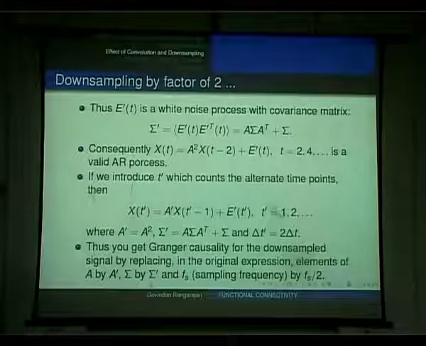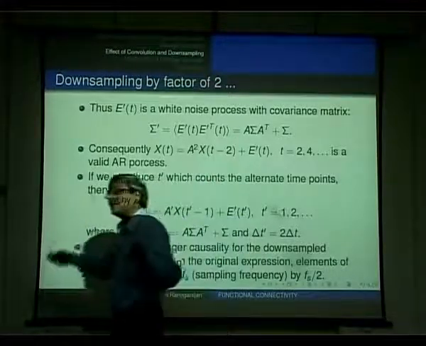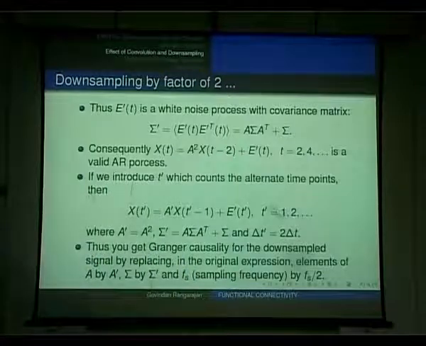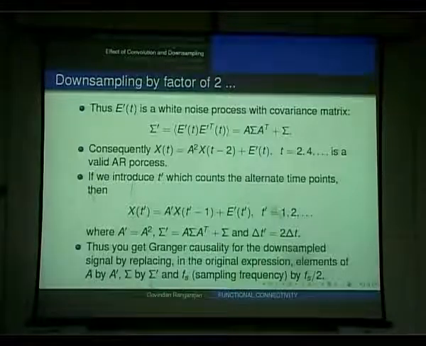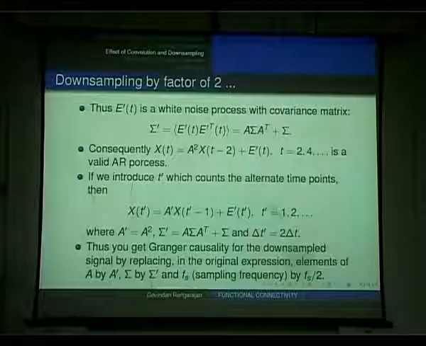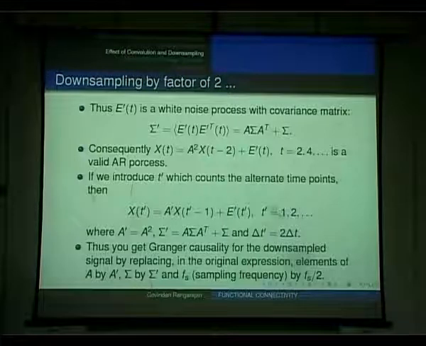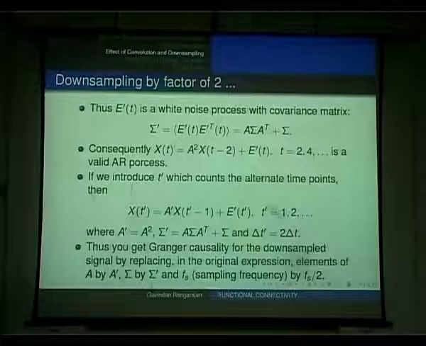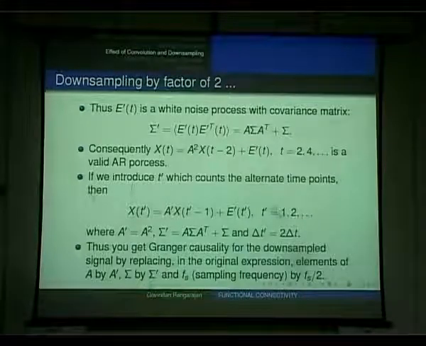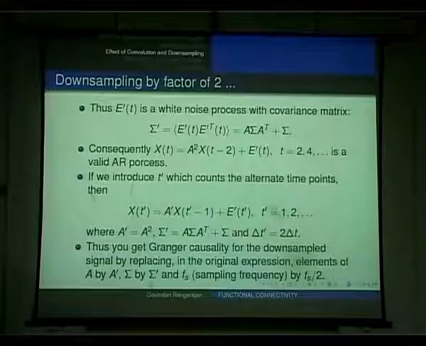What I therefore do is what you do when you downsample by a factor of 2: you are only sampling at every alternate time point. So if I am measuring the signal every second, when I downsample, I only look at time t equal to 0, 2, 4 and so on. That essentially corresponds to skipping every alternate time point, and if I do the math correctly, what I get is that the downsampling corresponds to yet another autoregressive process, except that the coefficient matrix A prime is replaced by A squared as far as the original process is concerned, and the covariance matrix of the noise is replaced by this complicated expression.